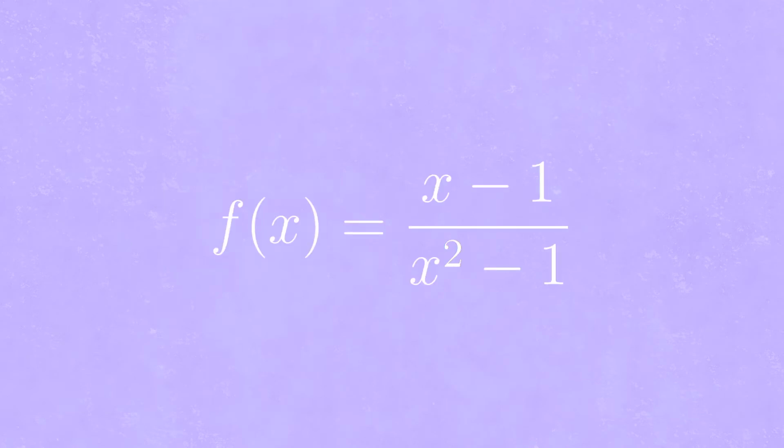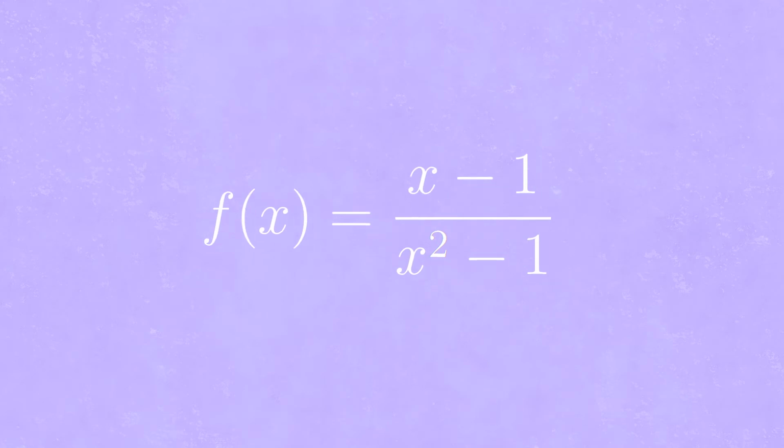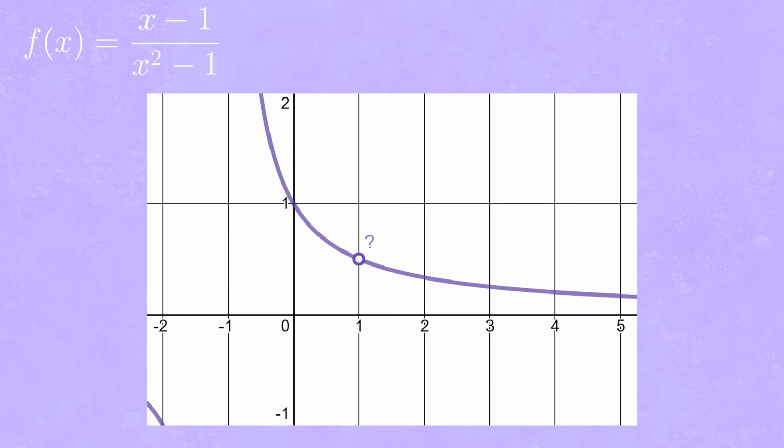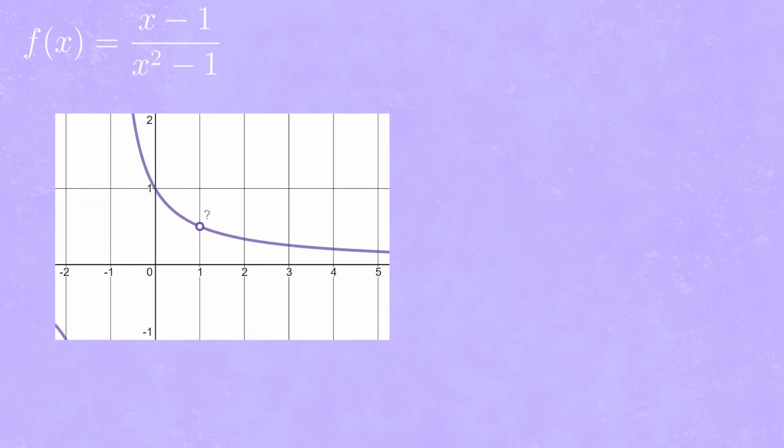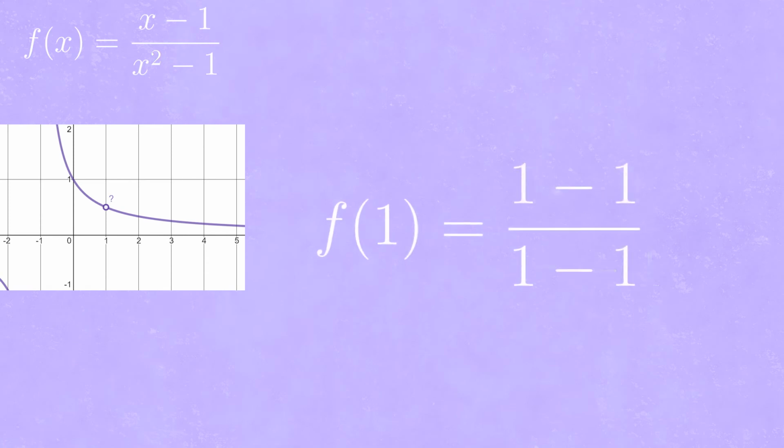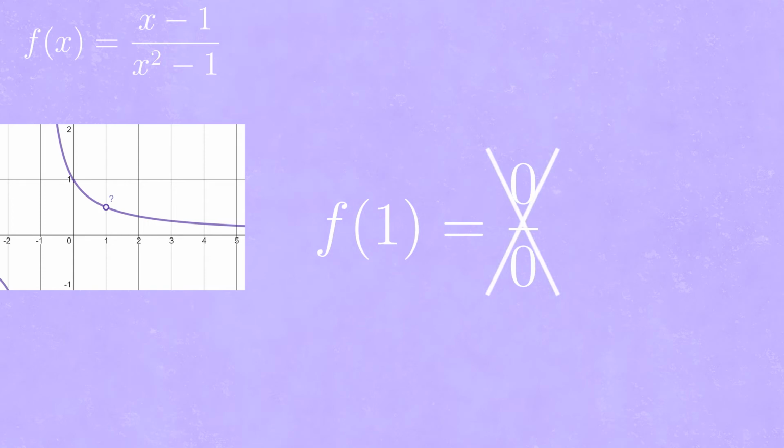Consider the function f of x equals x minus 1 divided by x squared minus 1. Desmos gives us this graph for the function. Let's think about what happens when we plug in x equals 1. Well, when we plug in x equals 1 to the denominator, it will evaluate to 0. We'd then be dividing by 0, which is undefined. That means our function is undefined at x equals 1.